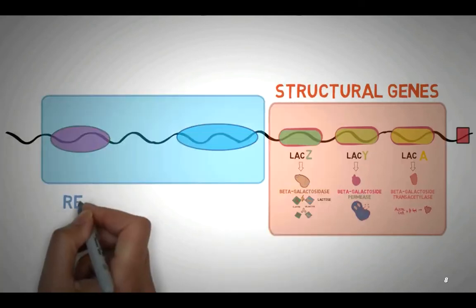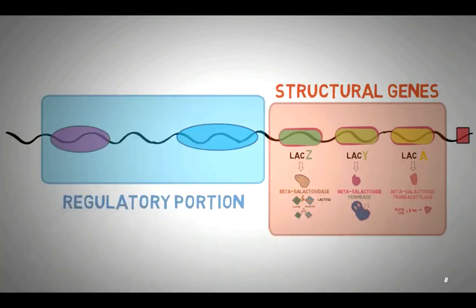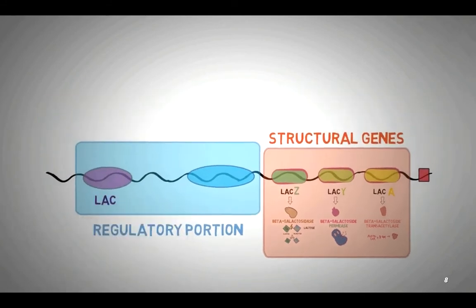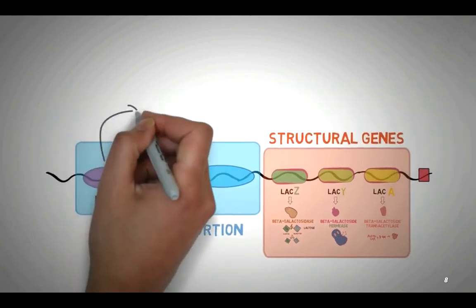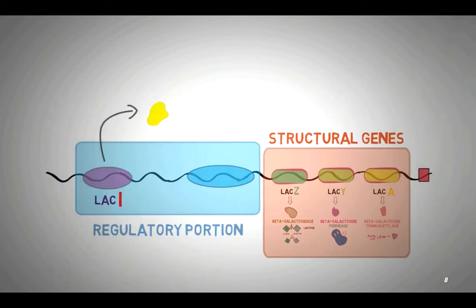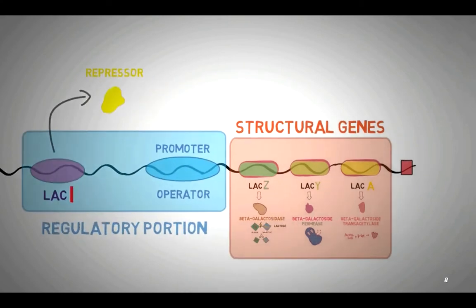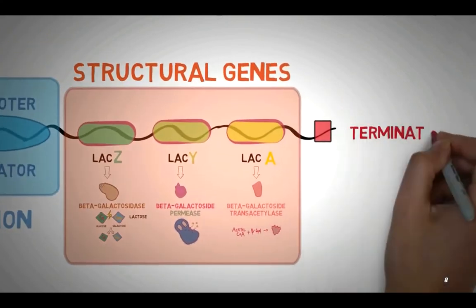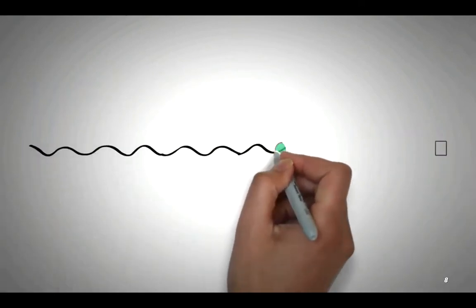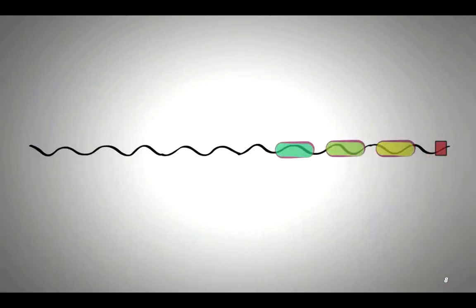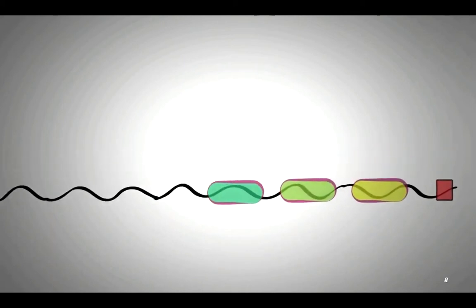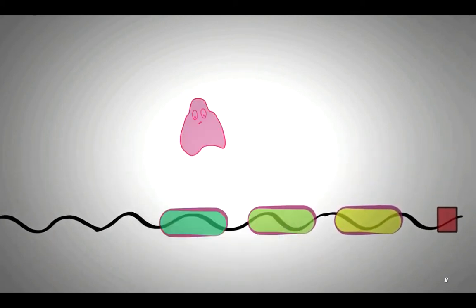The region in blue is the regulatory portion of Lac Operon, and it is divided into many sub-regions. We have the LAC-I gene, which codes for the protein repressor. We also have a promoter, an operator, a CAP site, and at the end of Lac Operon, we have a terminator. At first, these may seem difficult, but I'll try to explain them in such a manner that you'll remember the regulation of Lac Operon in a better way.